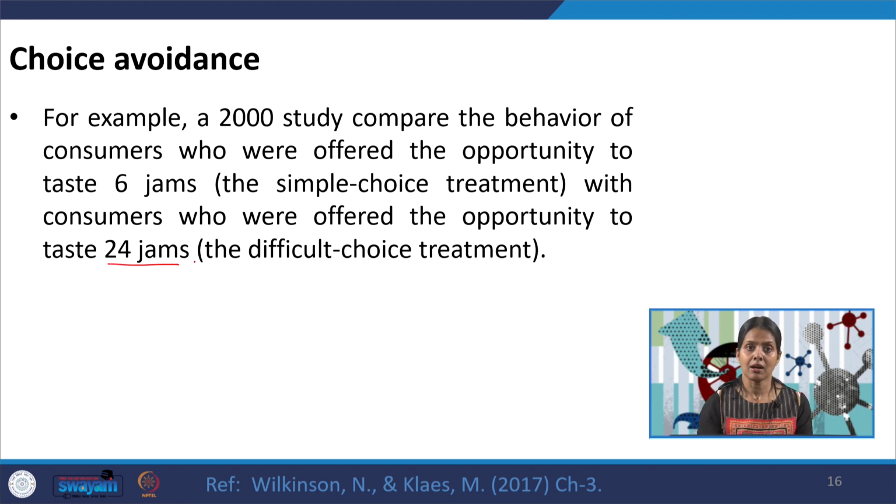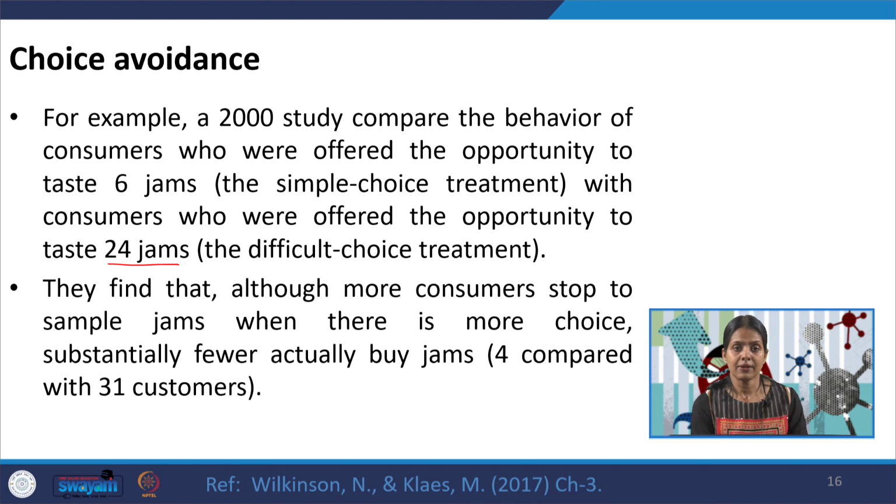So, that is a much more difficult choice treatment, because you have to say this is the best one from a large number of choices. That makes it much more complex for our mind to process. They find that although more consumers stop to sample jams when there are more choices, so when there are 24 jams on display as sample, then more customers stop by in order to taste them.